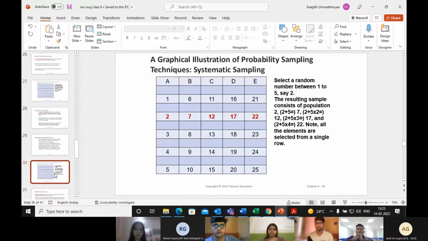An illustration of the systematic sampling technique: select a random number from 1 to 5. So you say 2, and then after that you keep adding 5 to it. So first you take 2 and then you add 5, you get 7, 7 plus 5 is 12, 12 plus 5 is 17, 17 plus 5 is 22. And that way you get all the required members of the sample.